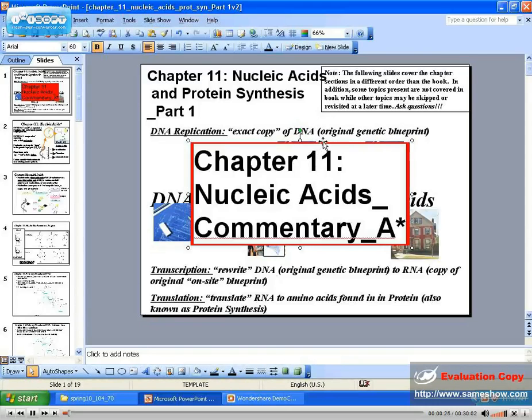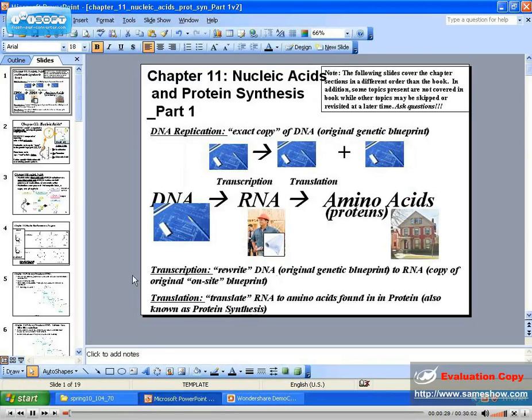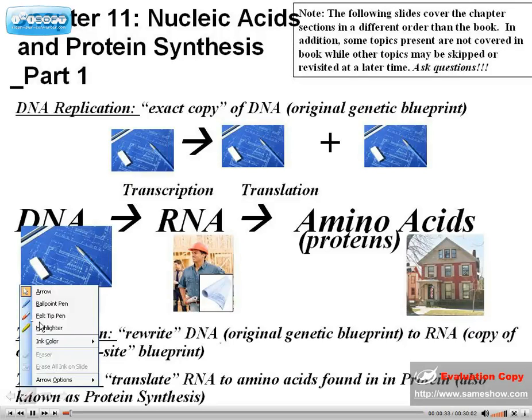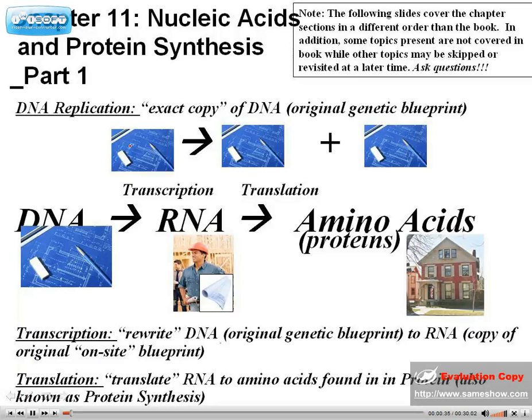Overall structure and overall applications. Let's go ahead and start with the applications of nucleic acids. First off, there's two types of nucleic acids. There's DNA and there's RNA.